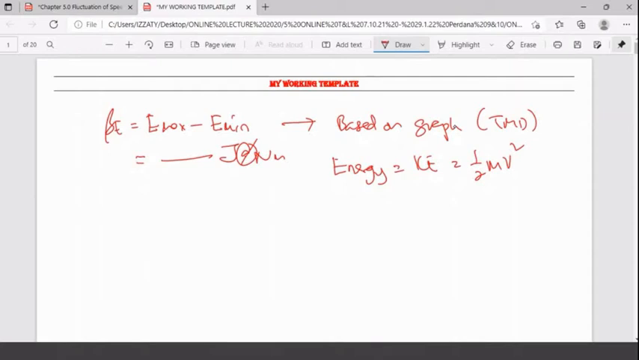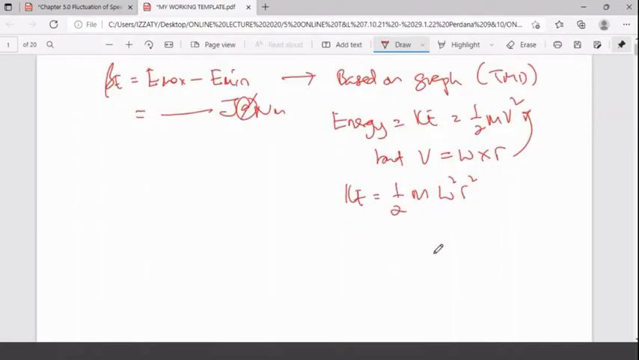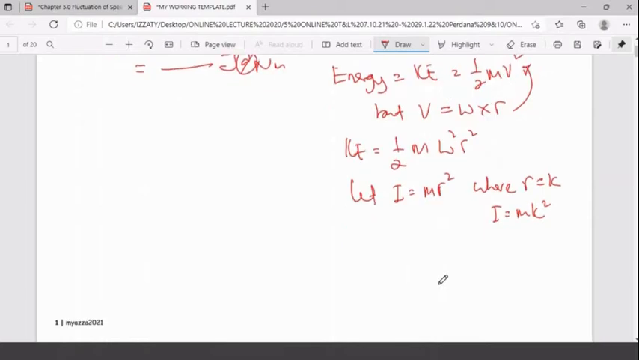So we have to convert this one from linear to angular. You have the velocity equal to omega cross r. You put it here, and you find that the kinetic energy is now equal to half m times omega squared r squared. Let I equal m r squared, where r equals k. Remember the equation I equals m k squared, where k is the radius of gyration. We introduce this into the equation, and finally the kinetic energy gives you half I omega squared.